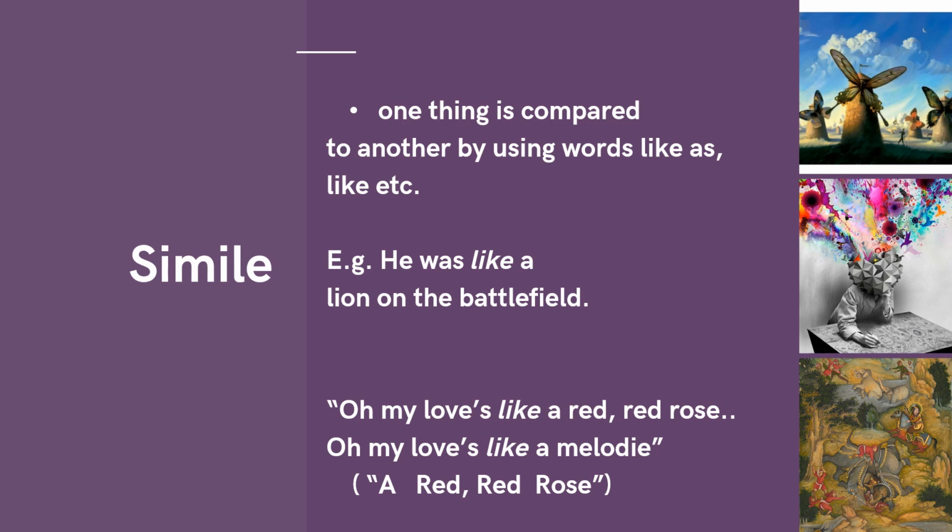And let's see some more examples, which are taken from A Red, Red Rose, written by Robert Burns. Oh, my love is like a red, red rose. Oh, my love's like a melody. Here the poet is comparing his love to a red, red rose by using the word like. And again, he is comparing his love to a melody.